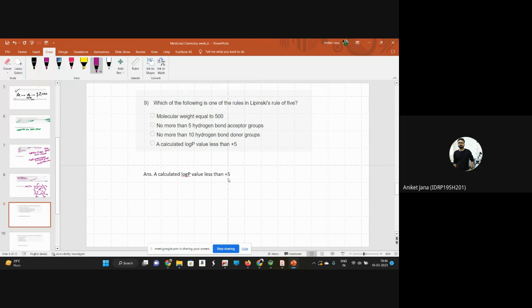So which of the following is one of the rules in Lipinski's rule of 5? Tell me which is the right one. We will consider one by one.